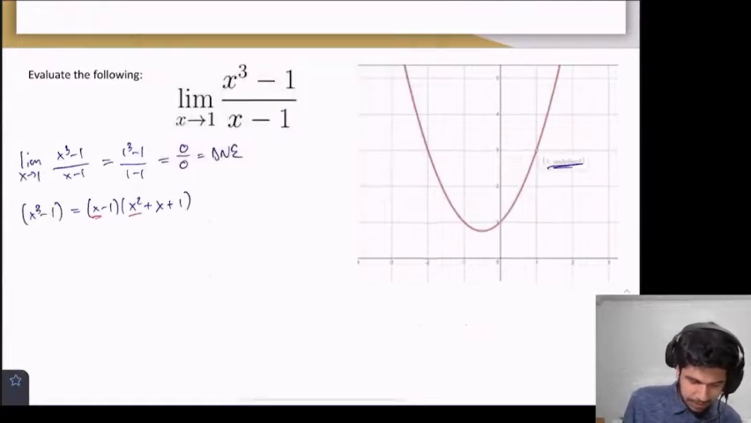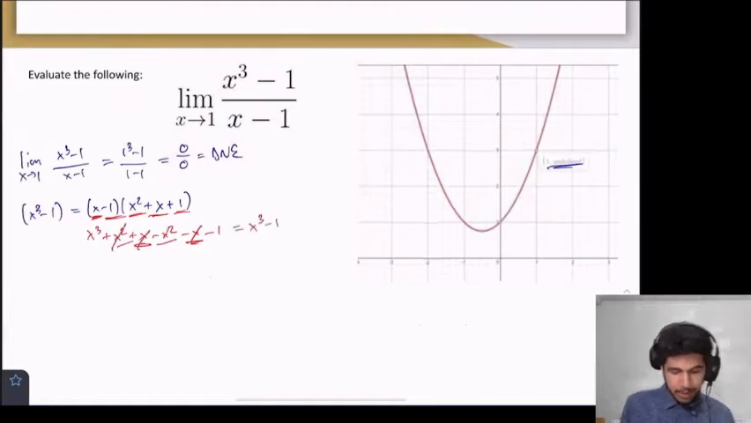So we'll multiply the first terms, we get x cubed. This times that is x squared. This times this is plus x. This is negative x squared. This is negative x. This is negative 1. These two terms cancel. These two terms cancel. And that's left with x cubed minus 1. So we factored it.